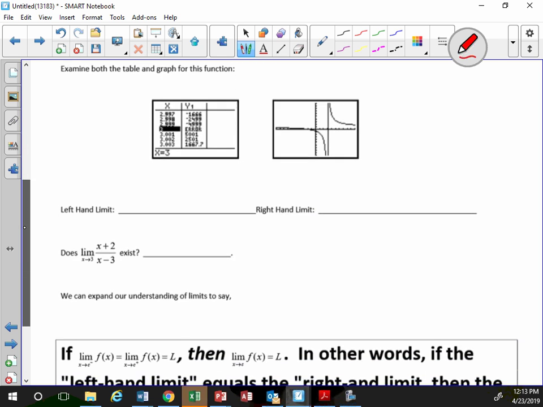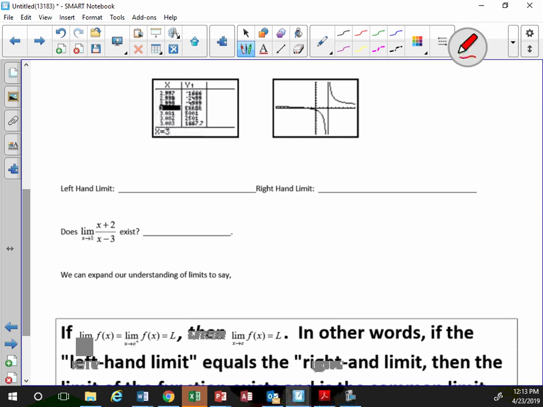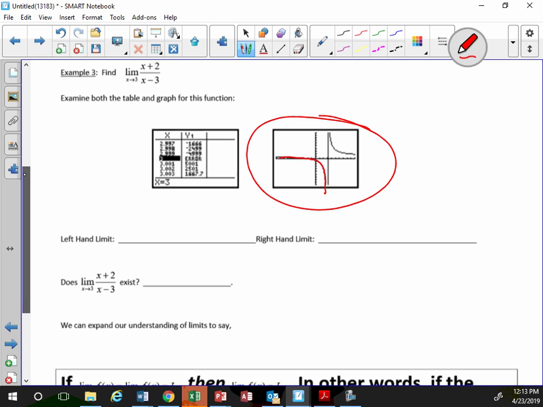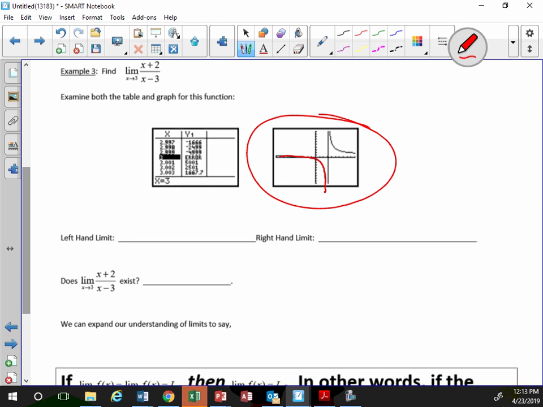Okay. Much shorter. So if this is the graph I'm looking at, the left-hand limit. So as I follow it, we're talking about the limit as x approaches 3. Where's it going? Okay. So what you would tell me is negative infinity, comma, does not exist.